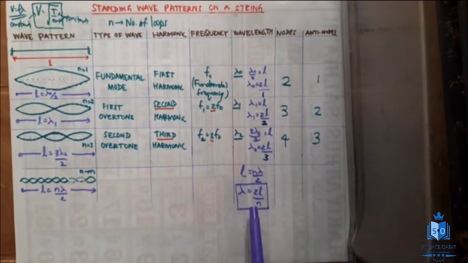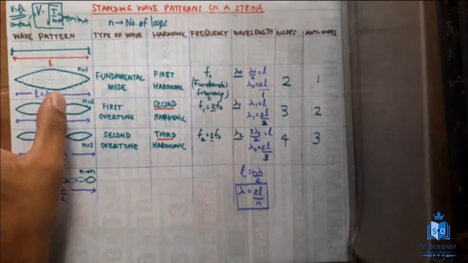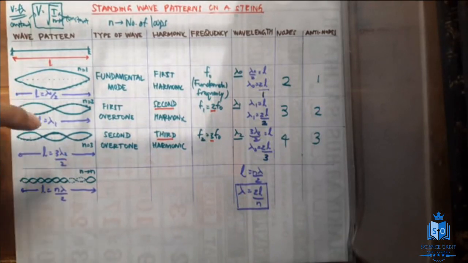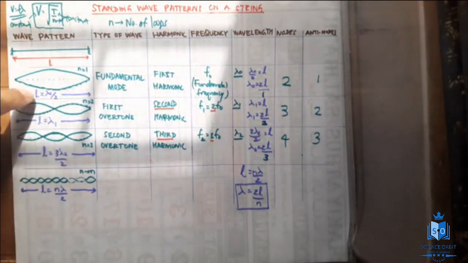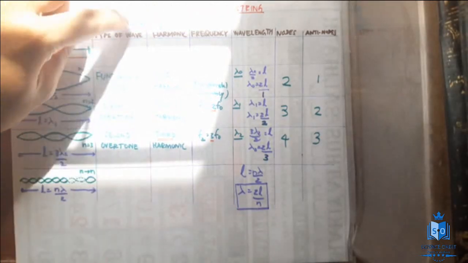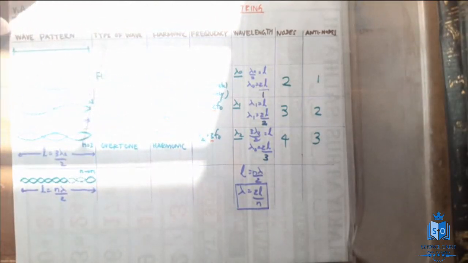This is what I wanted to derive from all this. So, different lambdas are here, and if you want easy access to that equation for lambda, you have to multiply the length by 2 and divide by n, where n is the number of loops. Okay, I hope that part is clear.